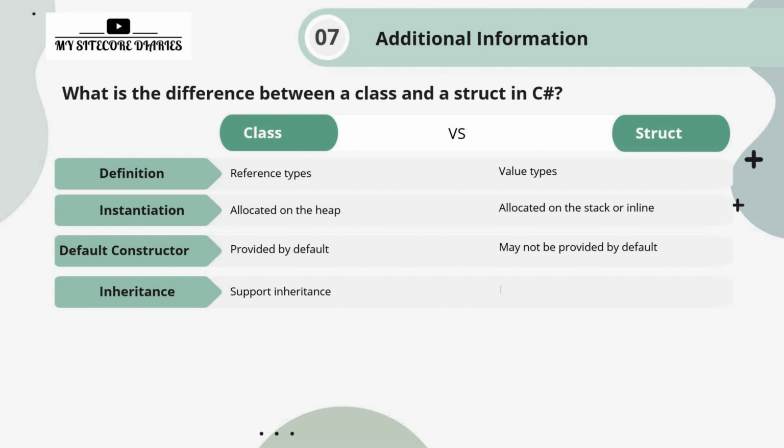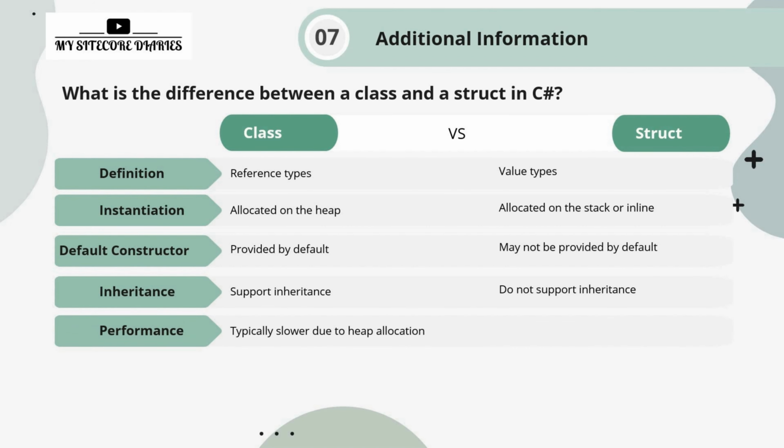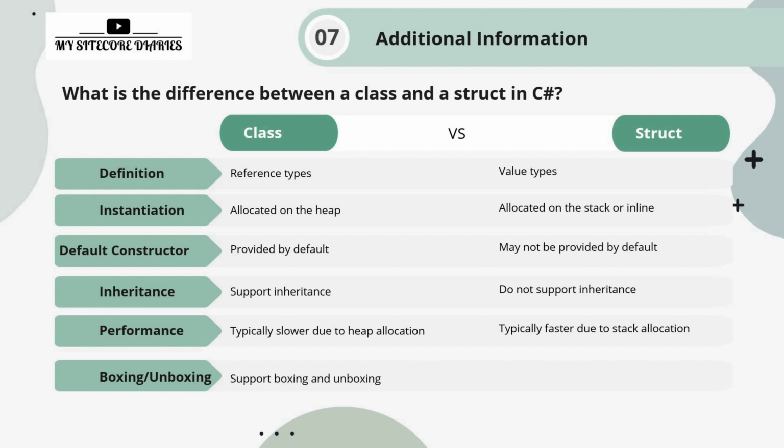Inheritance: classes support inheritance, structs do not support inheritance. Performance: classes are typically slower because they are allocated on the heap. So due to the heap allocation, classes are slower, whereas structs are typically faster due to the stack allocation. Boxing and unboxing: classes support boxing and unboxing, structs do not support boxing and unboxing.